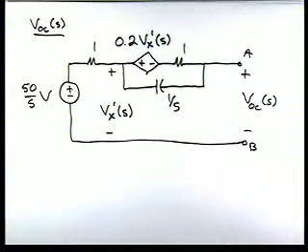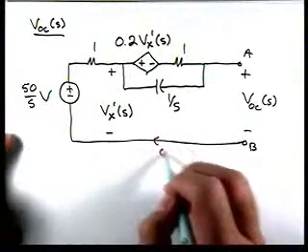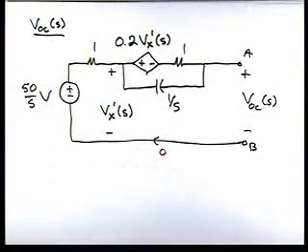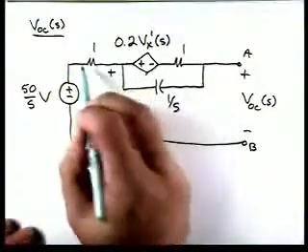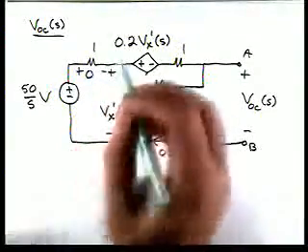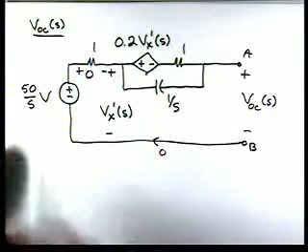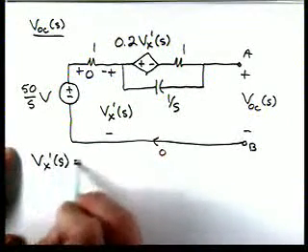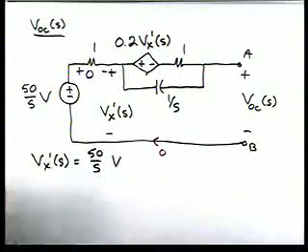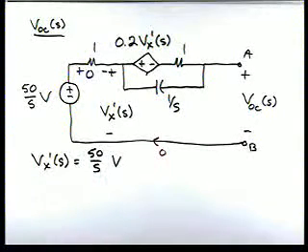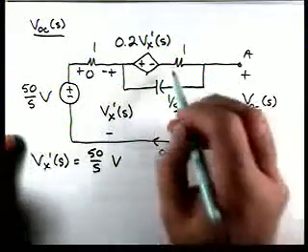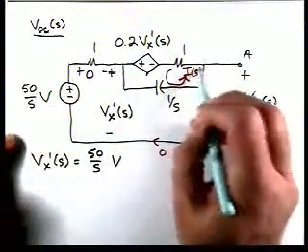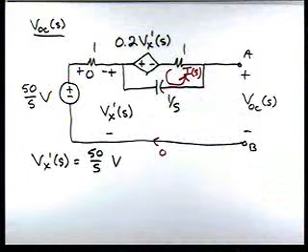Now if we notice, for instance, this current has to be 0, which says that this voltage has to be 0. And that tells us then that Vx prime of S is 50 over S volts. Now, to calculate V open circuit, we're probably going to need to apply KVL around the outside loop. First, let's go through and solve for the current. I'll call it I of S in that loop.